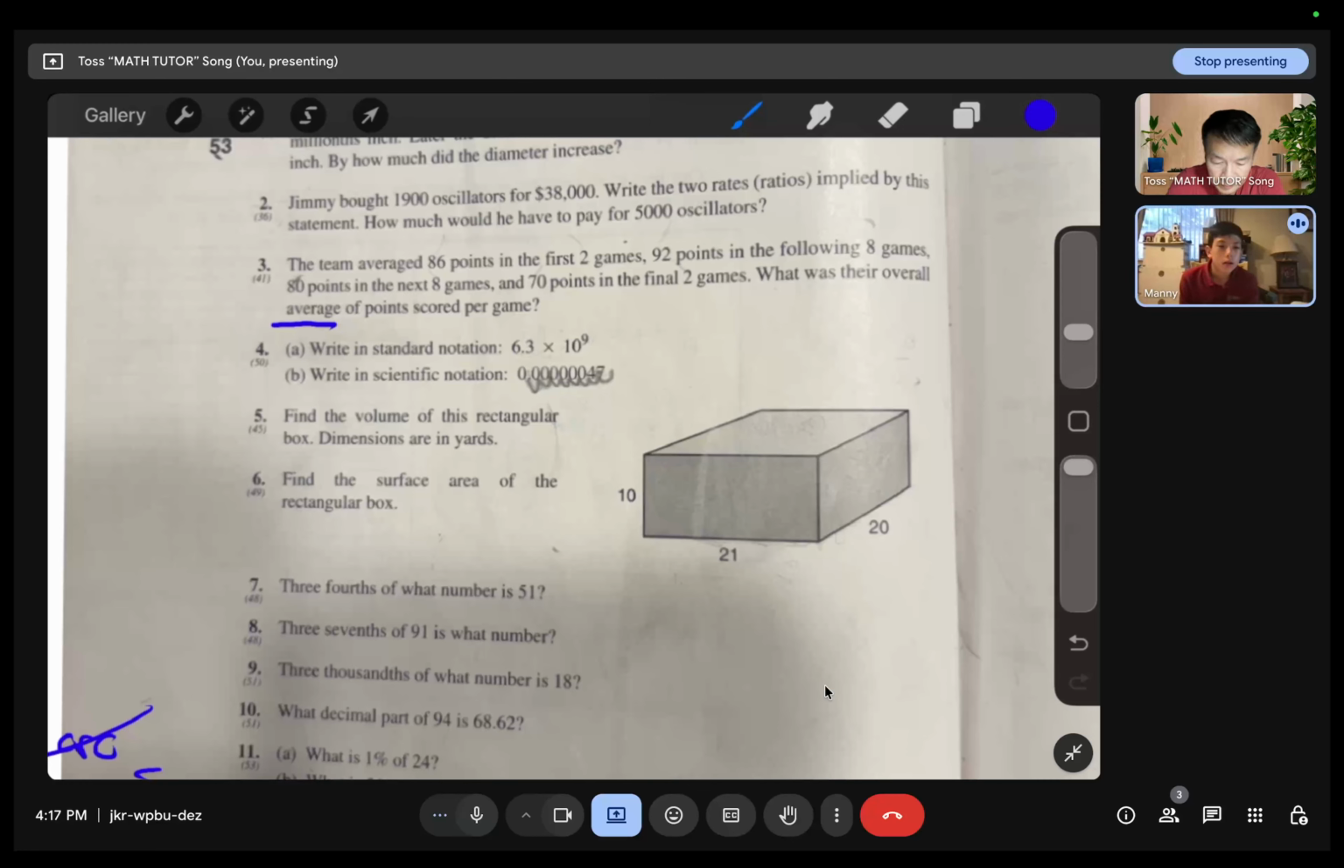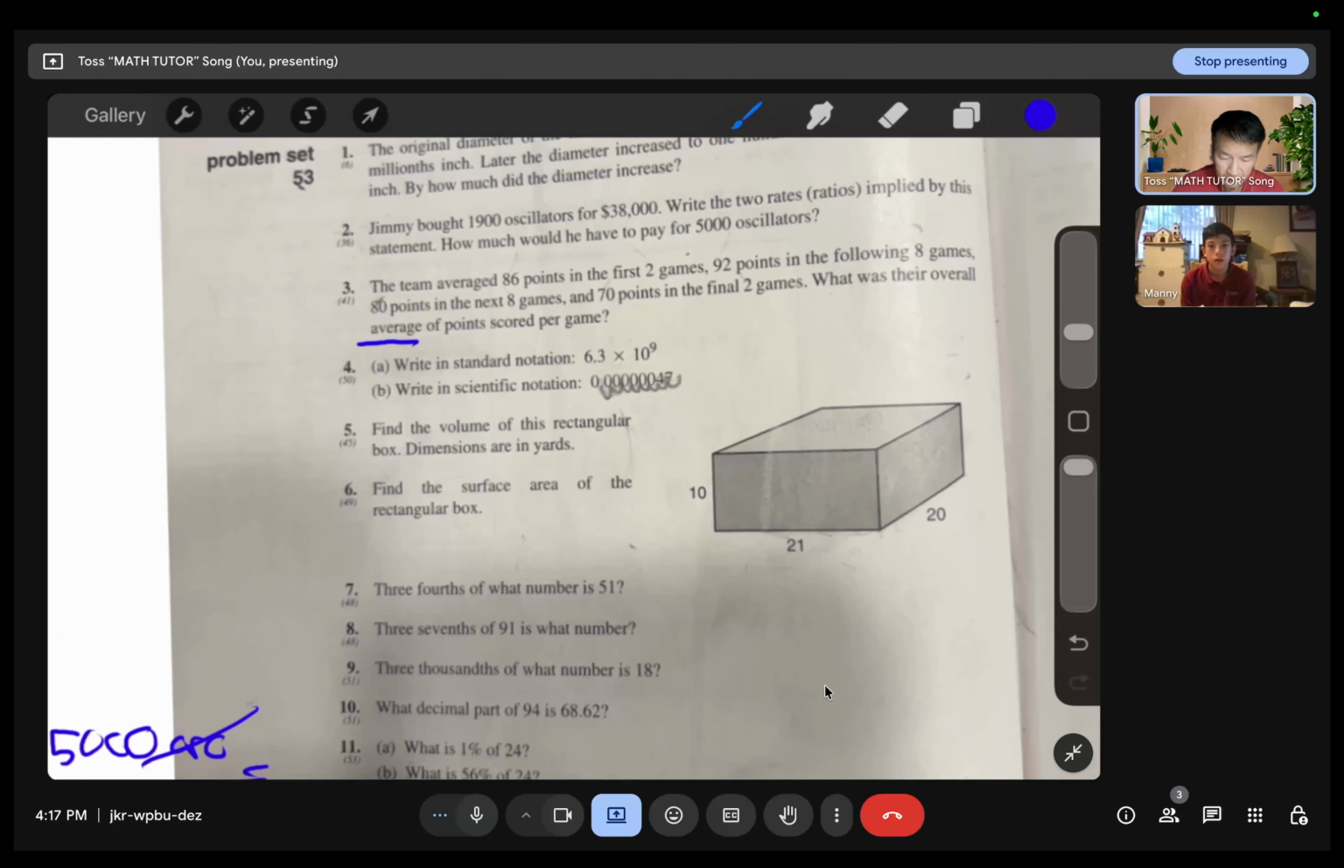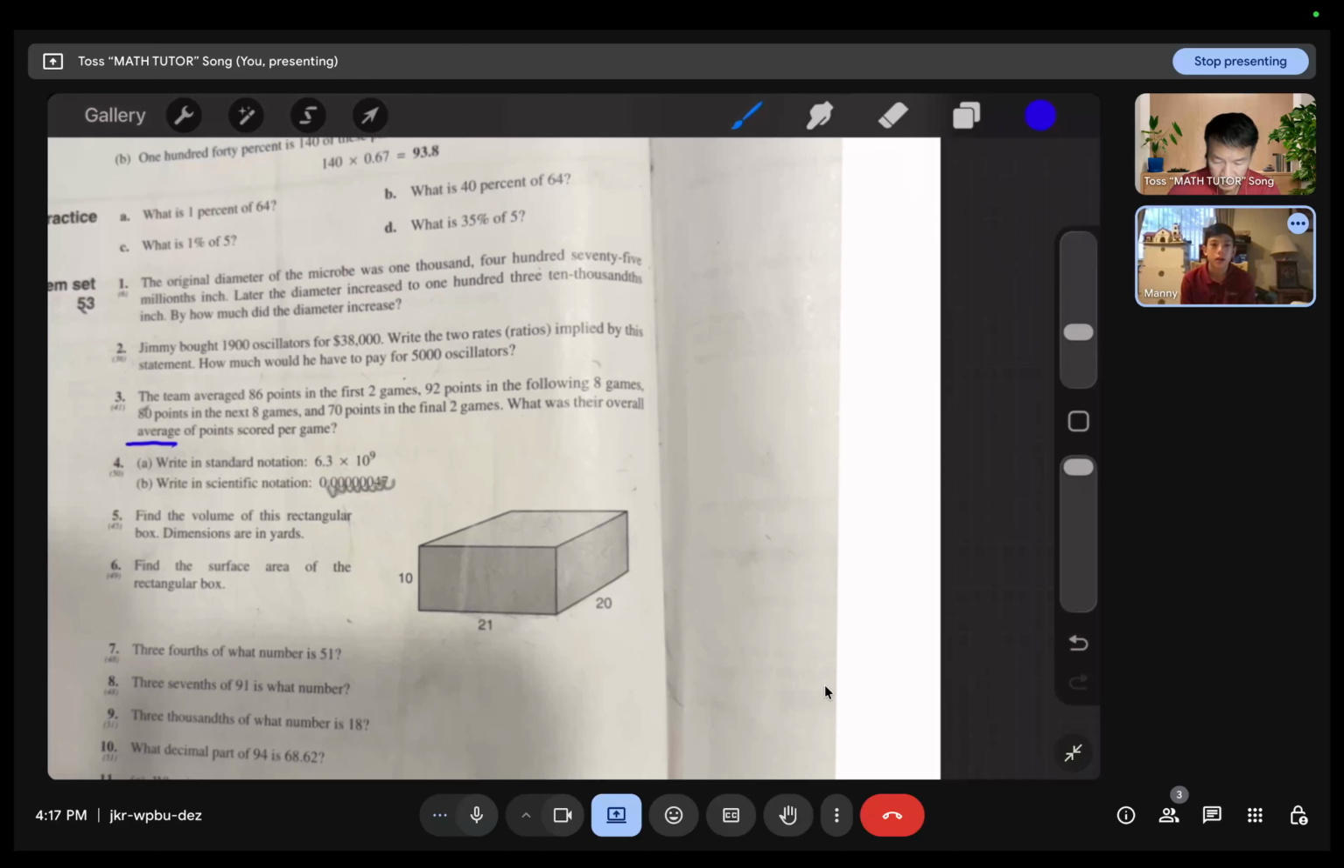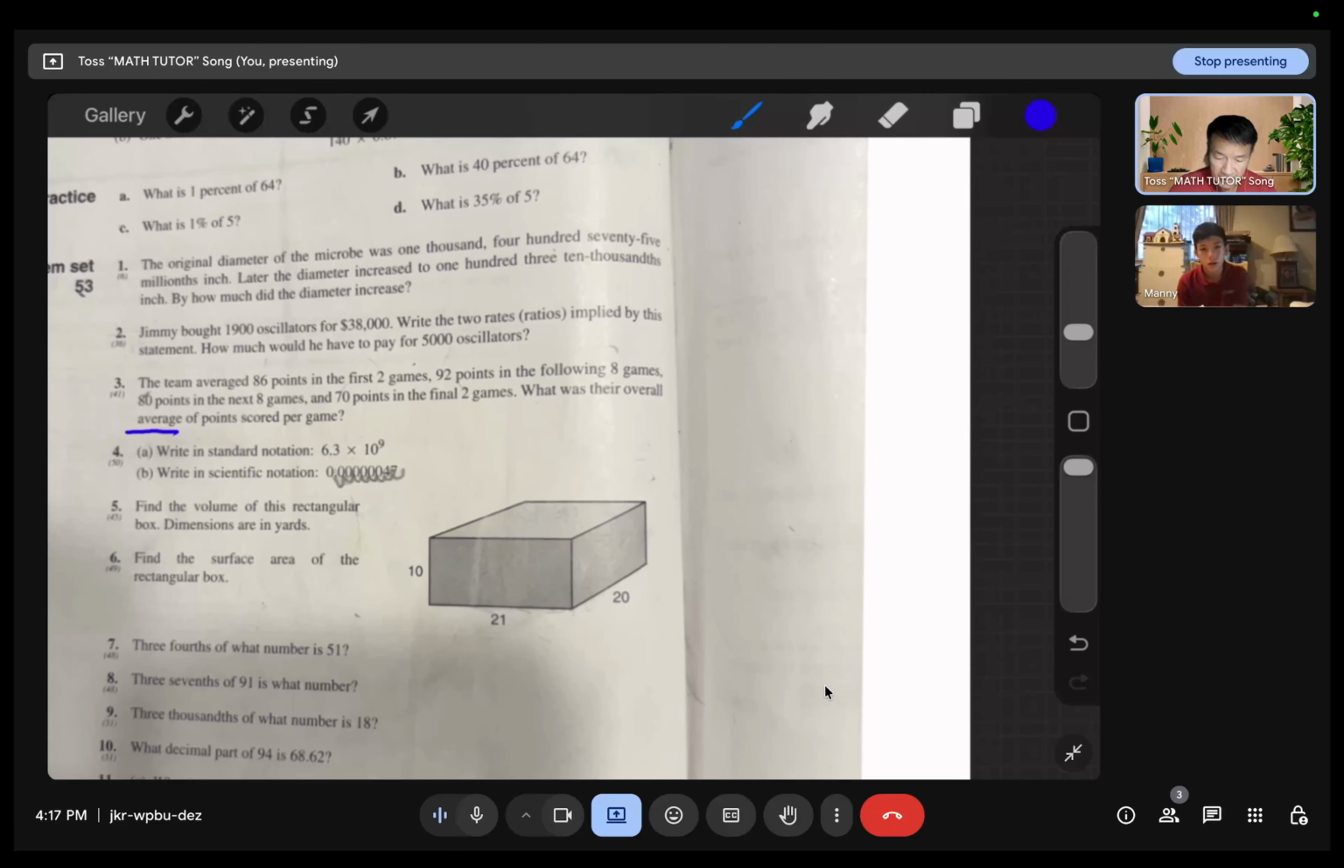And then you got the games, right? You got 2 games, 8 games, 8 games again. What would you do with that? You add all the games. Okay, then what do you think you should do? You divide. Are you sure about that? Almost correct. What do you think? Multiply? Wait, let me go ahead and do what you said. Partly correct.